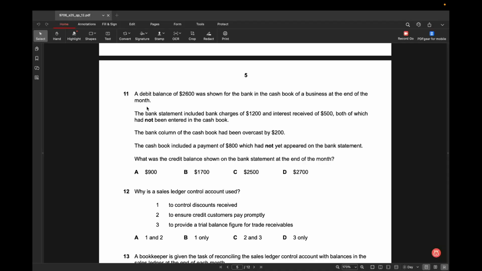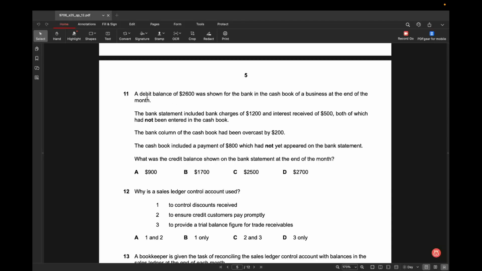Question number 11. A debit balance of 2600 was shown for the bank in the cash book of a business at the end of the month. The bank statement included bank charges of 1200 and interest received of 500, both of which had not been entered in the cash book. The bank column of the cash book had been overcast by 200 and the cash book included a payment of 800 which had not yet appeared on the bank statement. Question is, what was the credit balance shown on the bank statement at the end of the month?